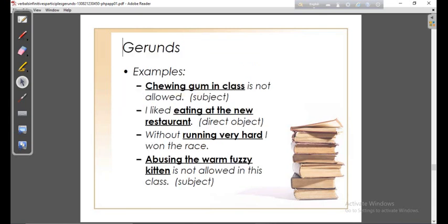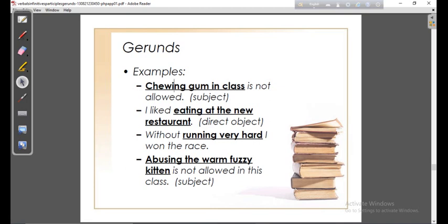Examples: chewing gum in the class is not allowed. So what is the main verb here? Is, and before it, this one is a subject, and a subject must be a noun, but here it's a phrase, so rather we should call it a noun phrase, but it has a verb chew, and it has taken ing, so it's a gerund.